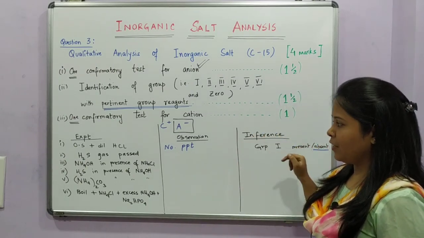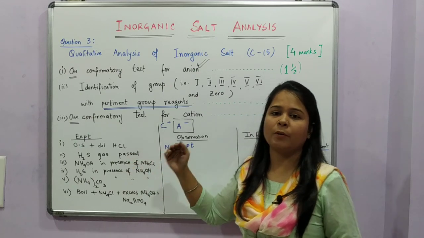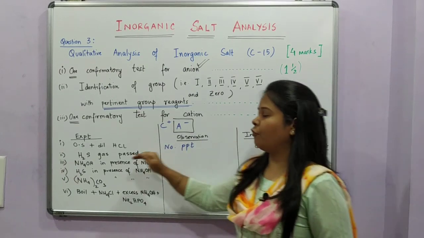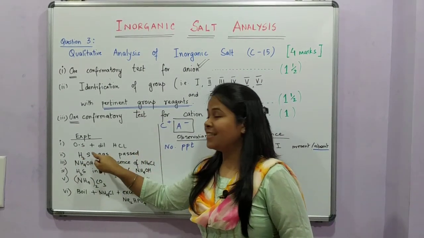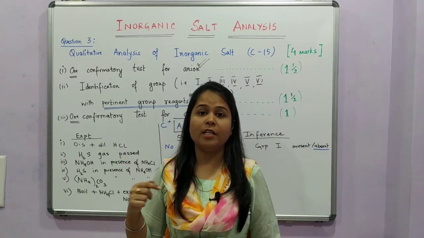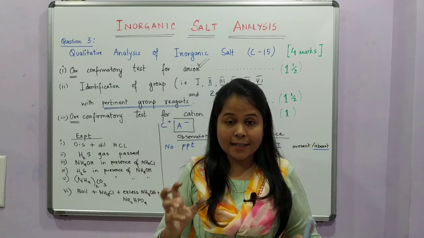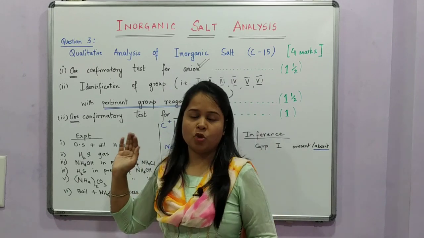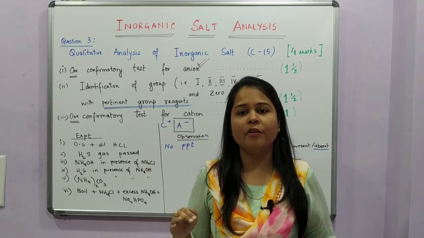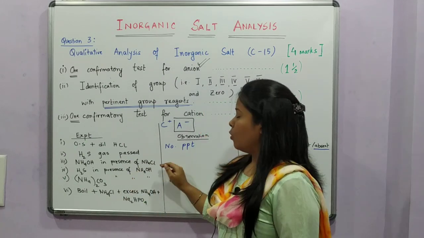So for group 2, the pertinent group reagent is H2S gas because the precipitate is in the form of a sulfide. If that is also absent, we go for group 3. How to do group 3? Since H2S gas is already present in the medium, we need to remove this. We need to boil this off. So first we add concentrated nitric acid and boil off whatever H2S is already present. How much nitric acid? 3 to 4 drops because it's already concentrated. Boil it off.